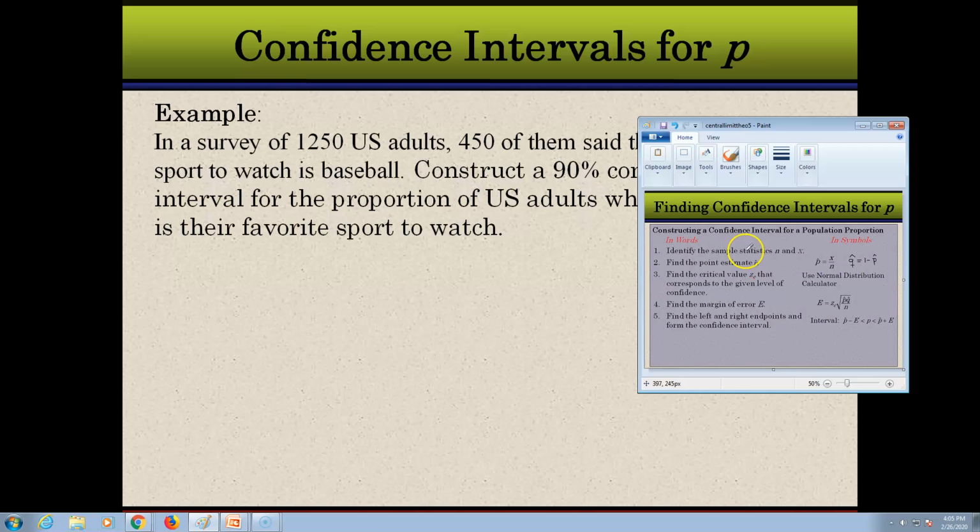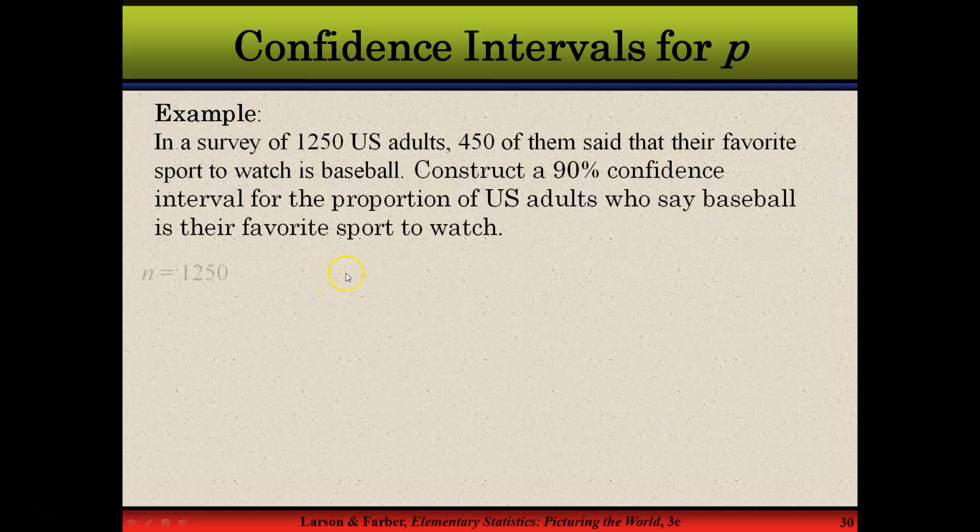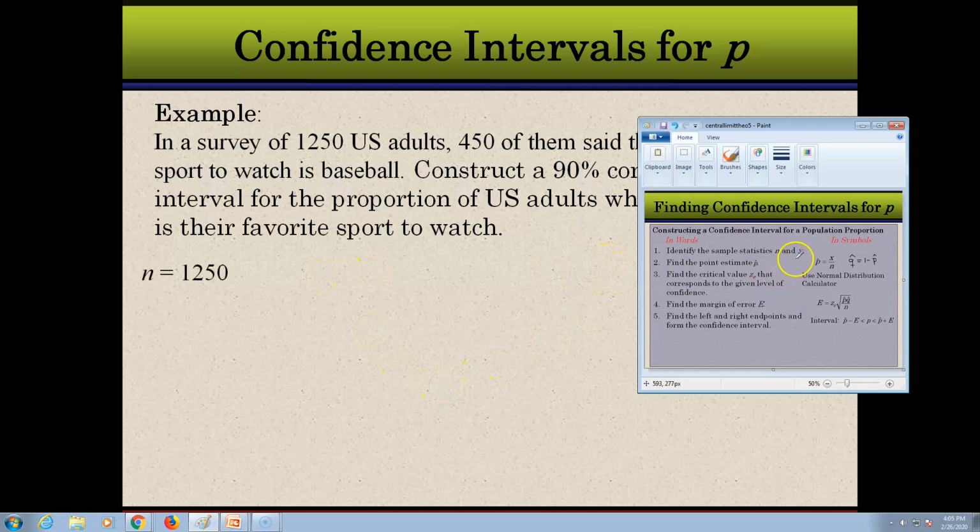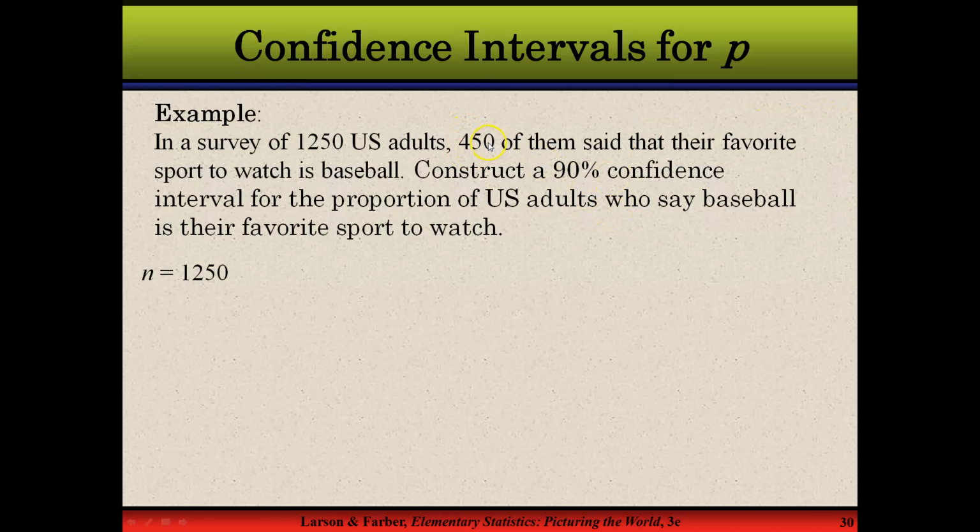Step number one, I want to identify n, which is the sample size, or how many people participated in the survey. In this case it is 1,250. Also in step one, they asked me to find x, and x is, out of those 1,250, how many of them like baseball in this scenario. So it's 450 of them. Okay, and I did step number one.